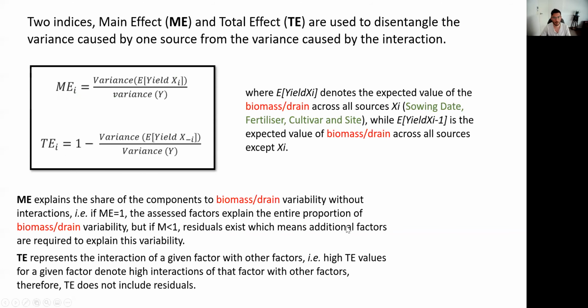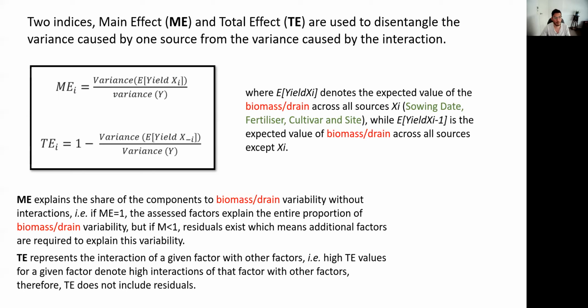Okay, this is basically background. We will quantify 2 indices today, and they are called main effect and total effect. And they allow us to visualize in a really easy way the contribution of these factors on model outputs variance. So they are basically used to disentangle the variance caused by one source from the variance caused by the interaction and by other sources. So if we talk about main effect, it explains the share of the components to biomass and drain variability, in this case, because they are the model outputs that we will assess today, without any interaction.